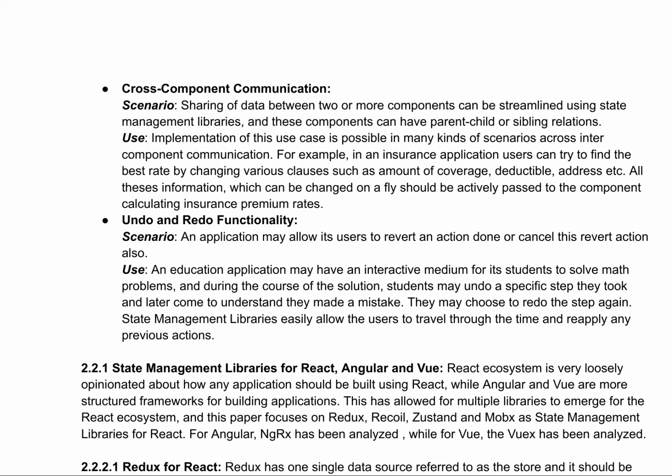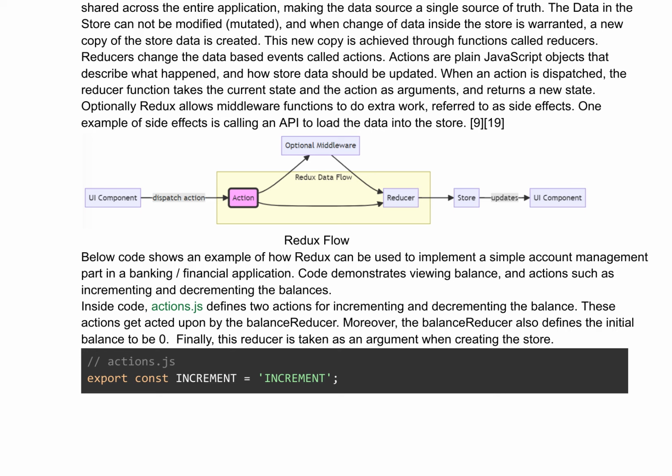Another essential feature is undo and redo functionality, which allows users to revert actions or cancel reverts. This is particularly useful in interactive applications, such as education platforms, where students can undo and redo steps while solving math problems. State management libraries enable users to travel through time and reapply previous actions.